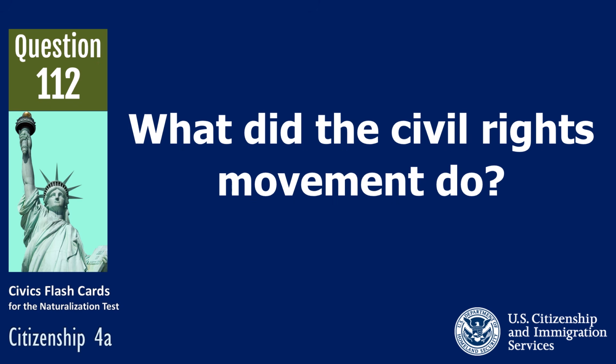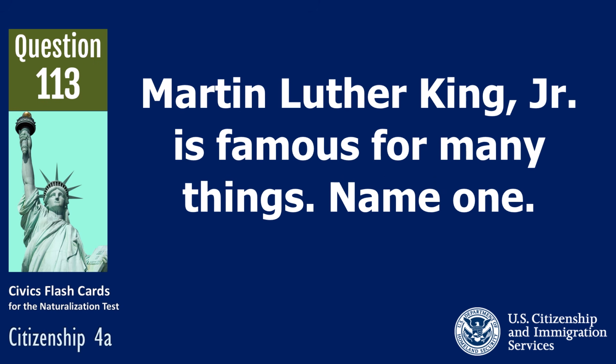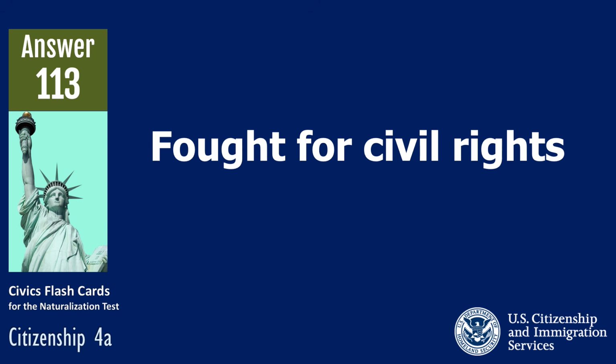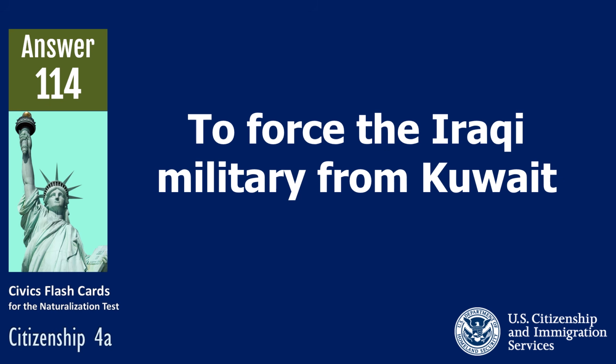What did the Civil Rights Movement do? Fought to end racial discrimination. Martin Luther King Jr. is famous for many things. Name one. Fought for civil rights. Why did the United States enter the Persian Gulf War? To force the Iraqi military from Kuwait.